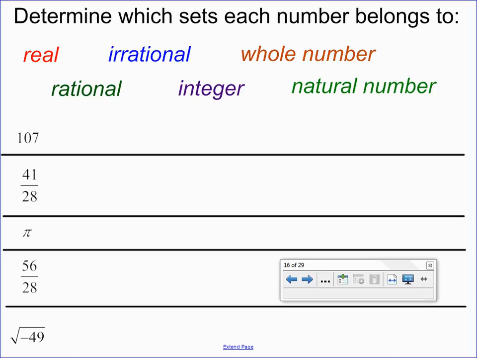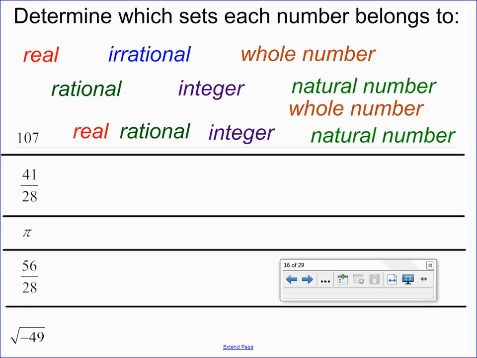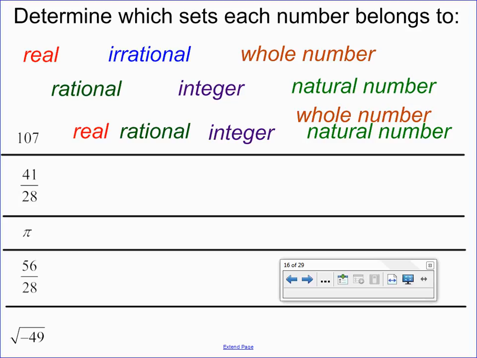So which sets, if any, does 107 belong to? So what are you getting for that? Ethan? Real, rational, integer, whole number, natural. Wow. Boy, howdy. So all of those sets, right? All of those sets, 107 belongs to. Raise your hand if you have the same. You have all those. Absolutely. Good. Thanks. Hands down.